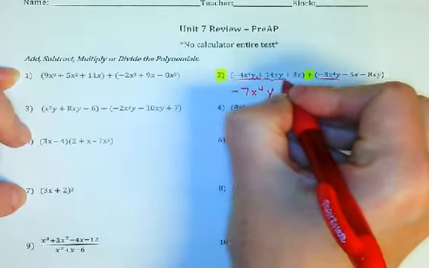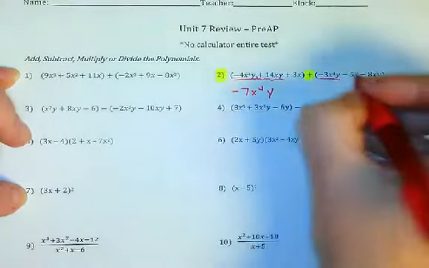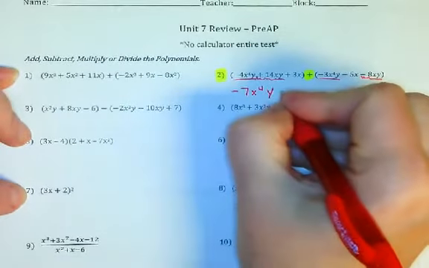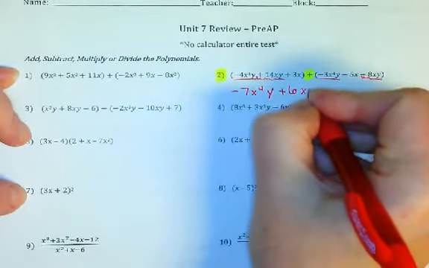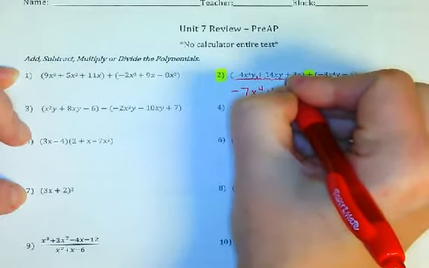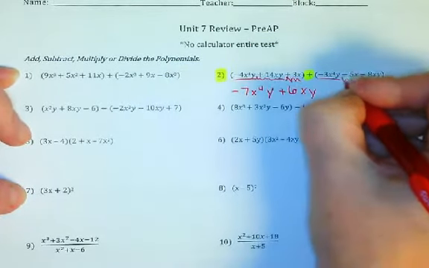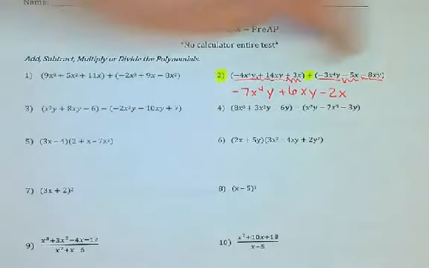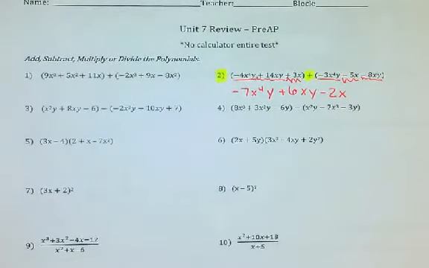I notice that this has a plus, and then an xy, and this also has an xy. So 14xy and negative 8xy will give you 6xy. And then the last thing to combine would be this 3x and this negative 2x, which gives me negative 5x. Okay, so that's the answer for that one.